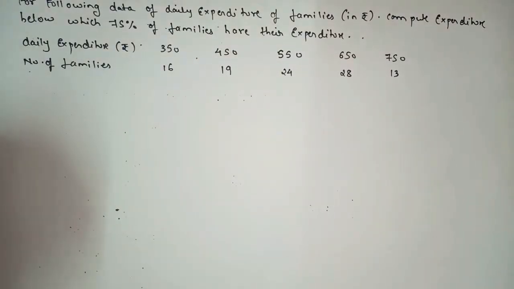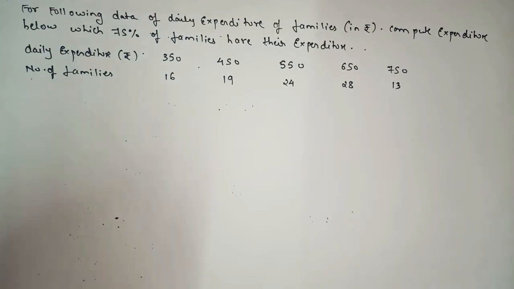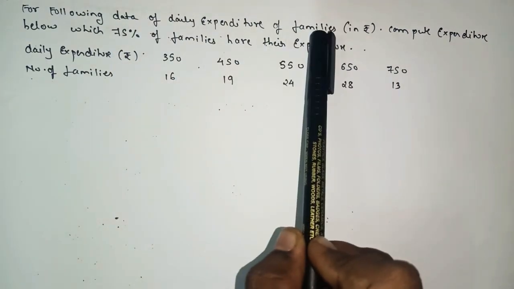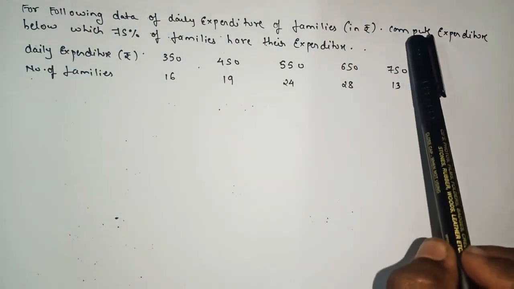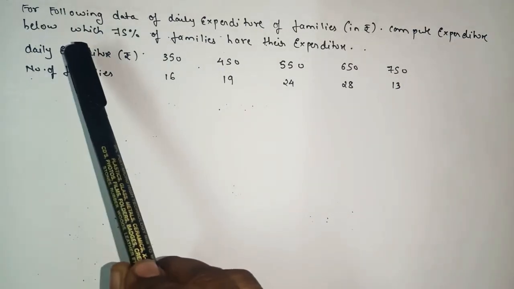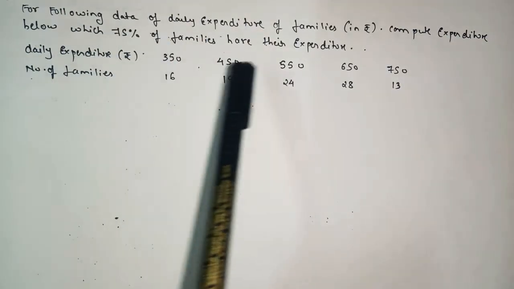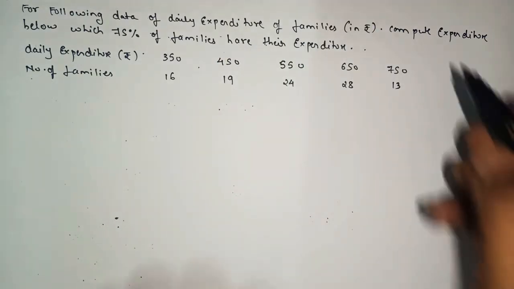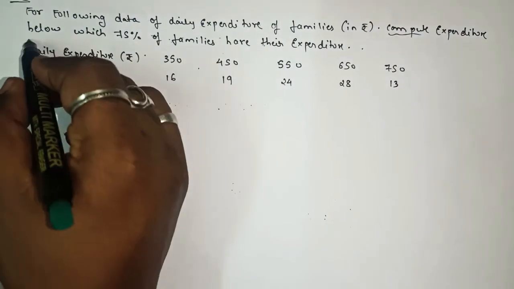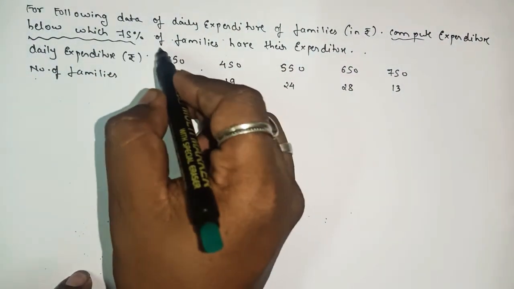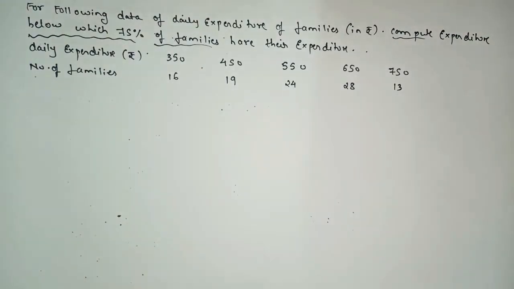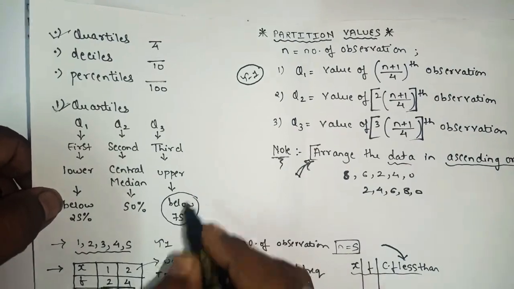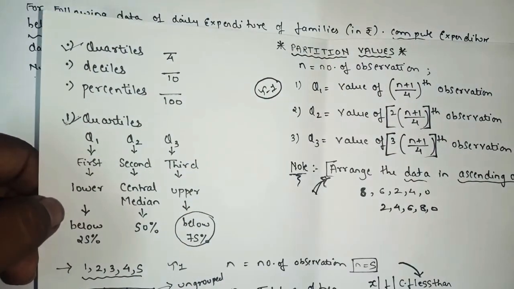Okay, so here we have one question in front of you all. For the following data of daily expenditures of the family, that is in rupees, you have to compute the expenditure below which 75% of families have their expenditure. So here we have to find what? Below which 75% of families. So what do you mean by below which 75%? That means below 75%. It is known as Q3.